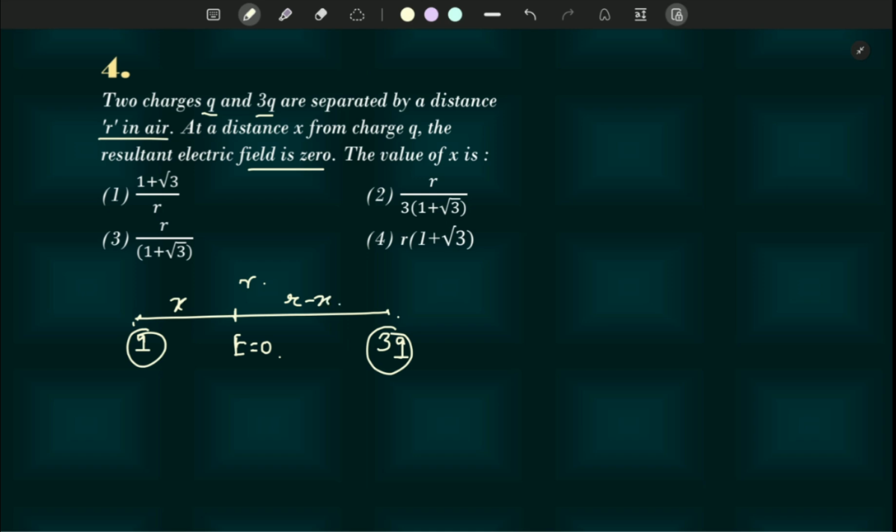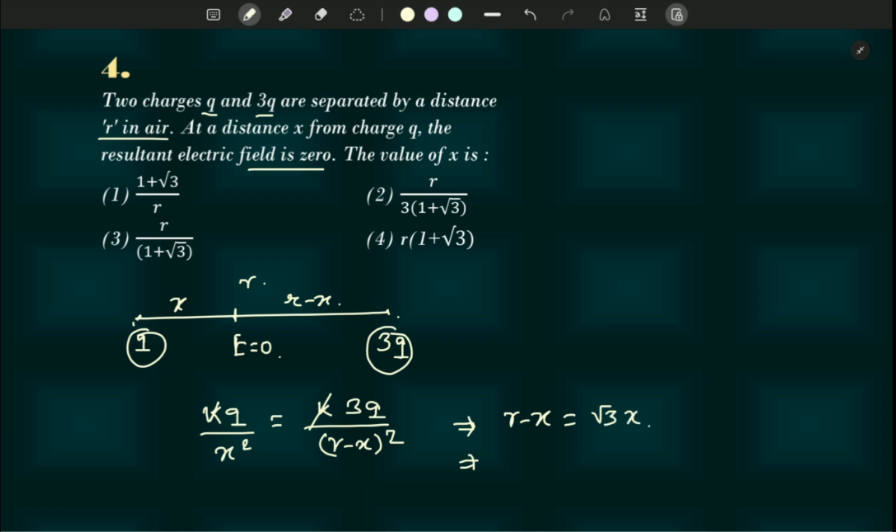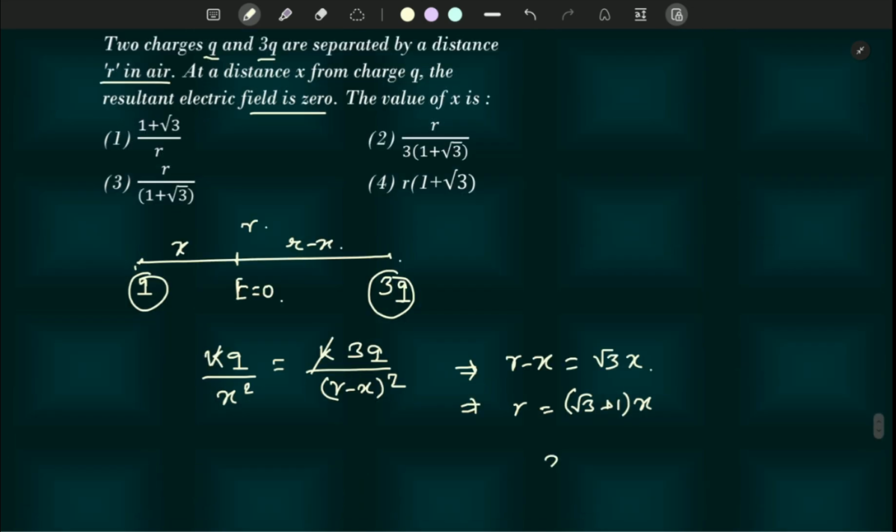So I need to equate the electric field over here. So kQ by x square is equal to k 3Q by r minus x whole square. So k gets cancelled, so I will get r minus x is equal to root 3 x. So r is equal to root 3 plus 1 into x. So ultimately x is r by root 3 plus 1. So this is our solution. Option number 3, r by 1 plus root 3, is our correct answer.